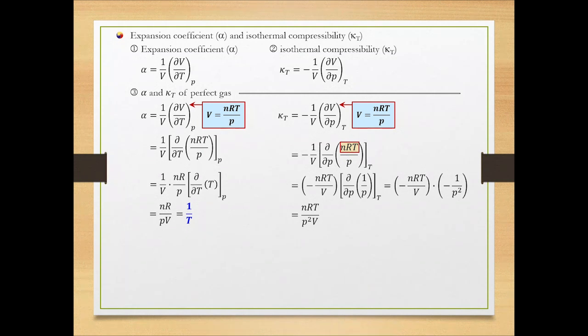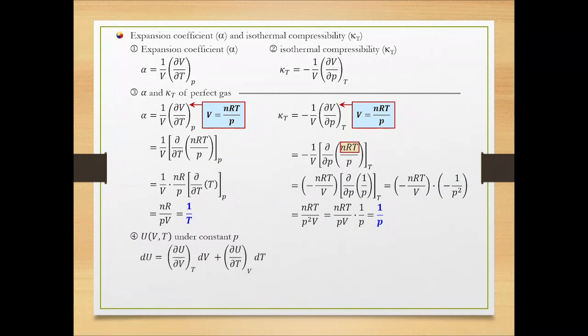It can be rewritten to nRT over PV times 1 over P. The nRT over PV is 1. Consequently, the isothermal compressibility of perfect gas is simply 1 over P.